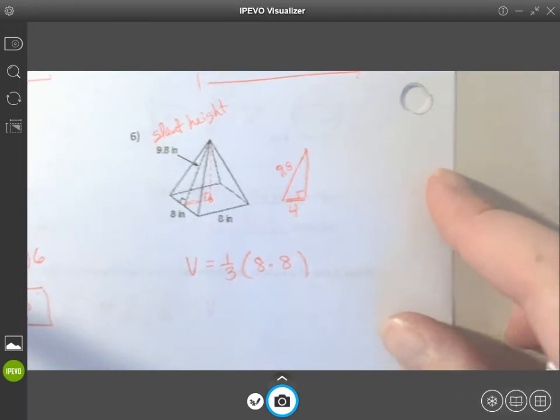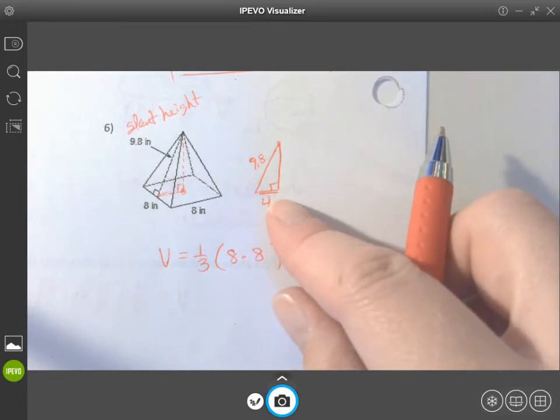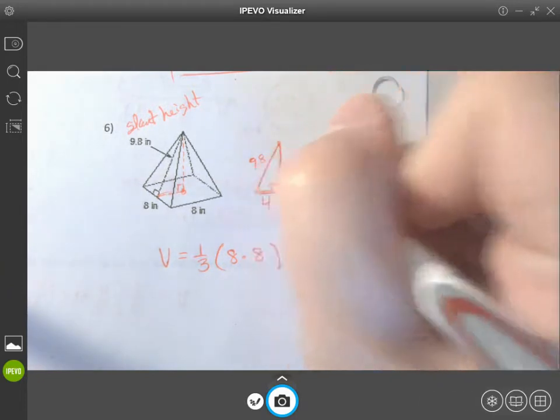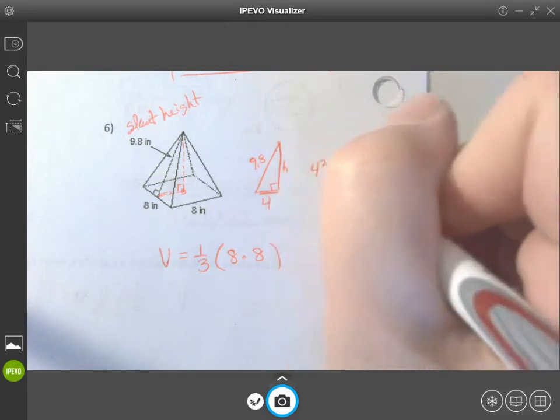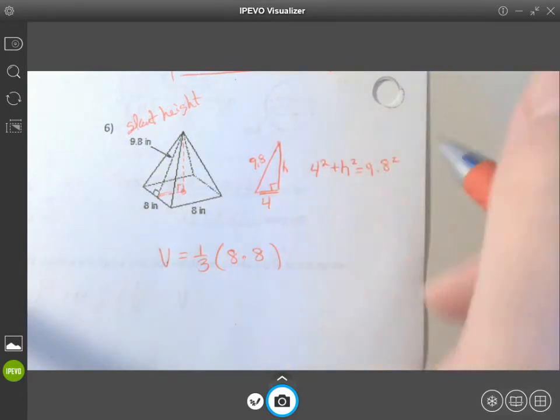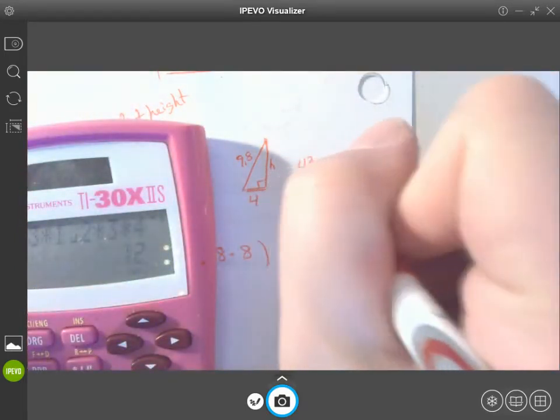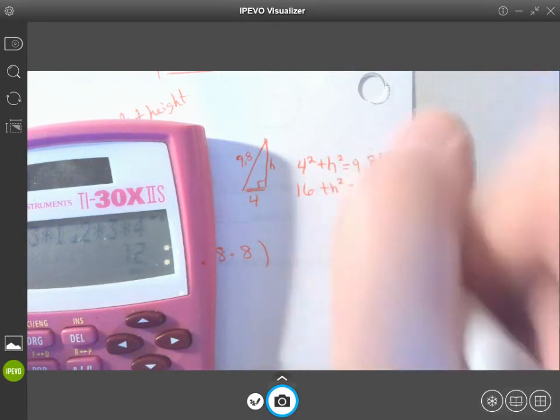So when I need the actual height, that's when I'm going to use Pythagorean theorem. Otherwise, I don't use it. So guys, the height, this would be 4 squared plus h squared, be careful with that, equals 9.8 squared. That's the only time I have to use Pythagorean theorem. I've got that as 16, but I don't know what 9.8 squared is.